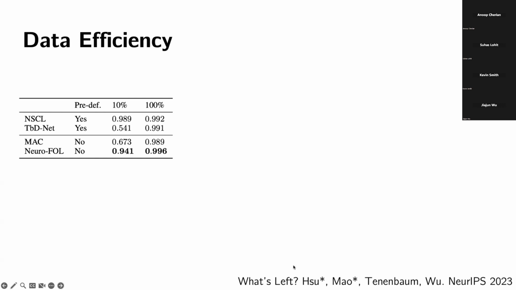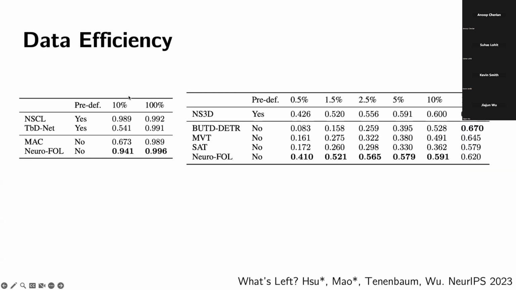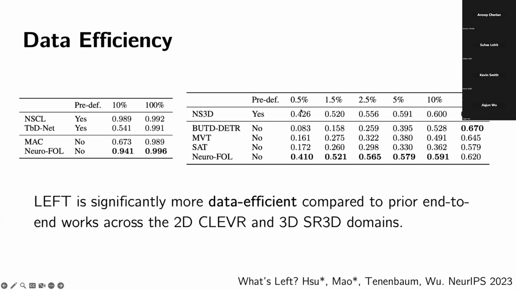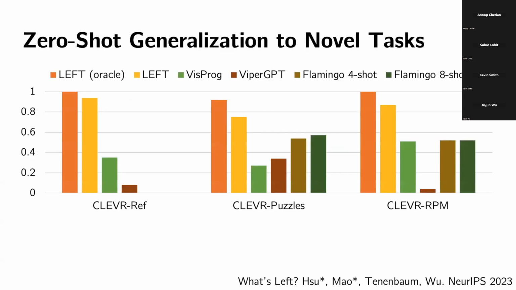It is also very data efficient. If you train on 10% of data as before, on CLEVR reasoning, you can do equally well. And this is in 2D, and on the right, this is in 3D. You can see that on 0.5% data, 1.5% data on 2D and 3D, it is also much more data efficient than end-to-end methods. And these are really the most recent methods now, because this paper was just published at NeurIPS. Actually, it's not even on arXiv yet. We're going to put it on arXiv this week or next week and release the code as well. Okay, the zero-shot generalization to novel tasks.